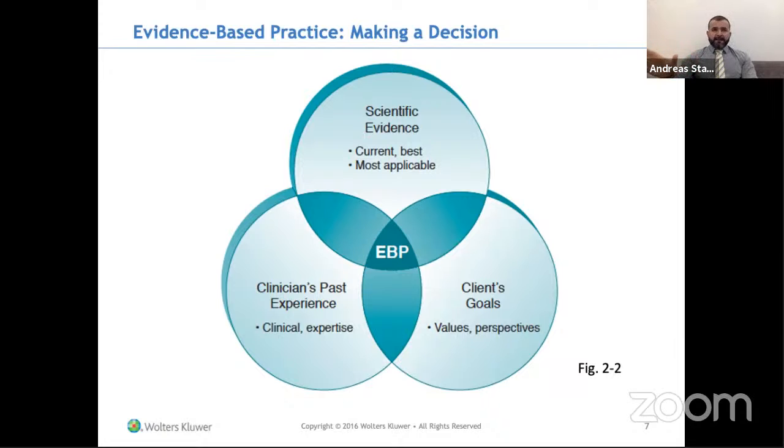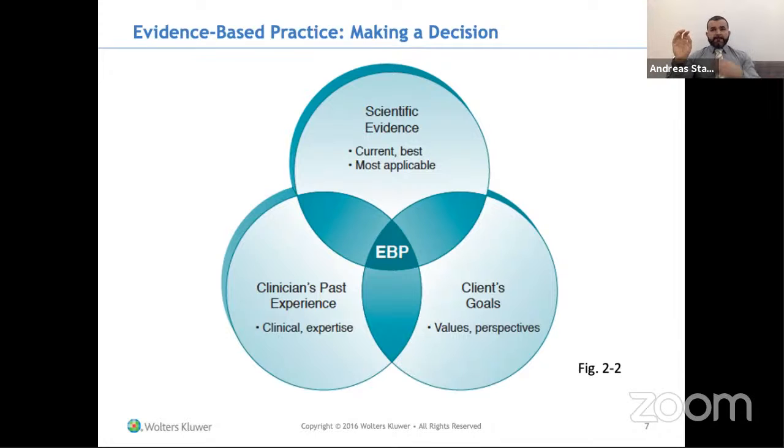I said that I have a specific question, a specific case that made me have a specific question. All right, I went out and I looked for evidence, scientific evidence. I found, as we said, the best, right? And the one that I can apply to my case. Now, that's one part, what we know, right?